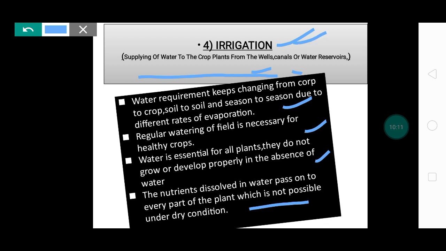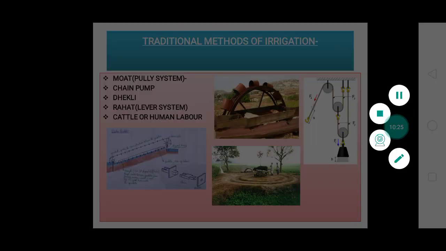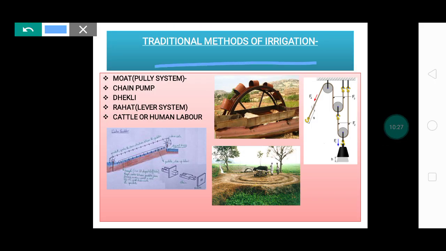Now there are two methods of irrigation. One of them is the traditional method of irrigation, and the second one is the modern method of irrigation. Let's see these two methods one by one. First, let's start with the traditional method of irrigation. What is the traditional method of irrigation? We know that water available in wells, lakes and rivers is lifted up in different ways depending upon the region of the field.